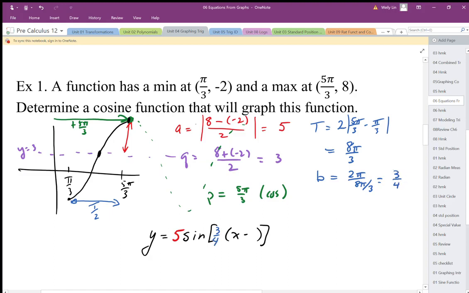The horizontal shift was for our cosine. Oops, so we use a cosine, so I better change that. The shift was 5 pi over 3. I forgot that we're using cosine, which is what we want to use. So this is going to be cosine. There we go. And then the last component is our vertical shift. Our vertical shift, the middle line, is +3. So there it is. There's our y equals function for this.